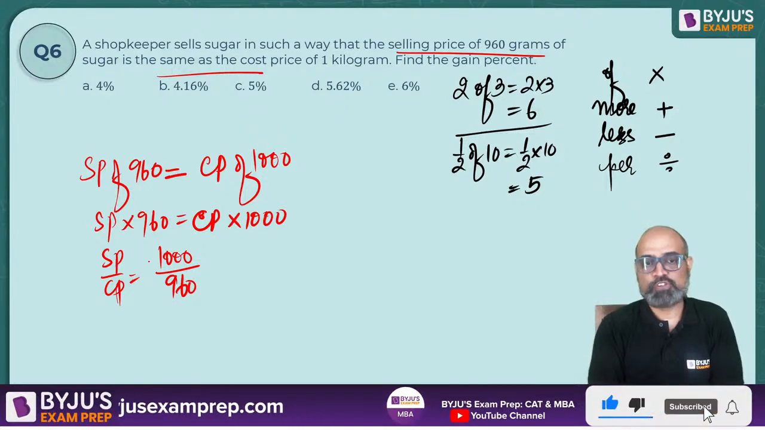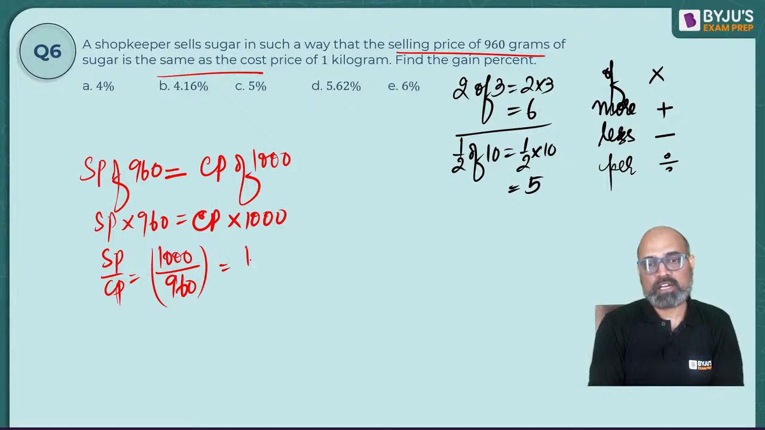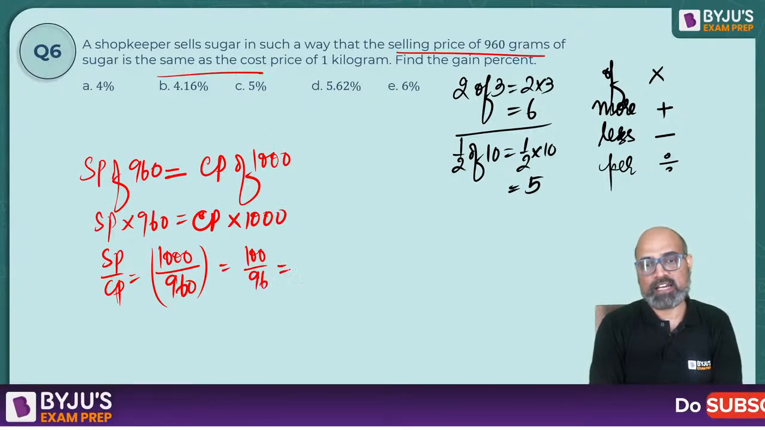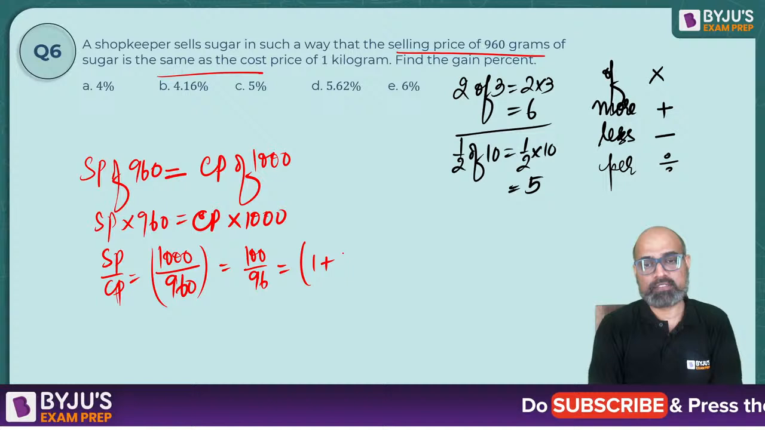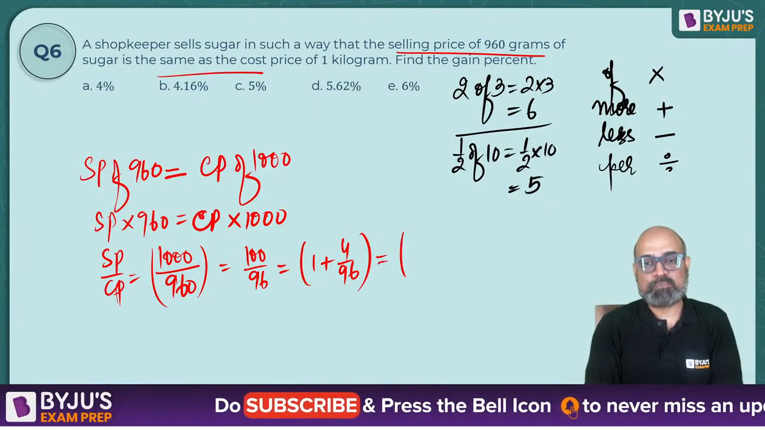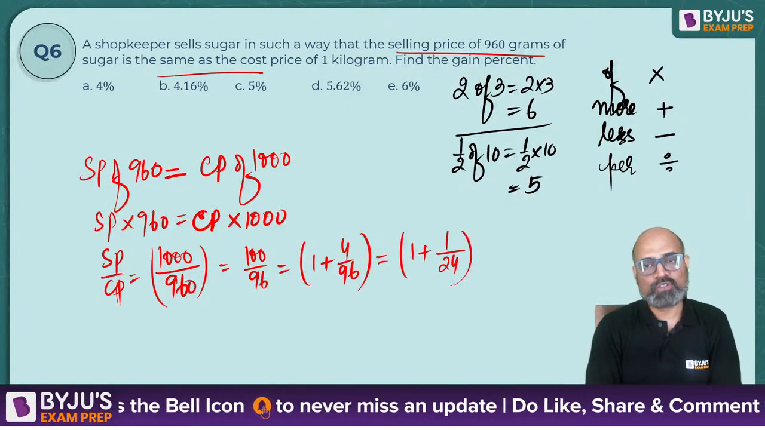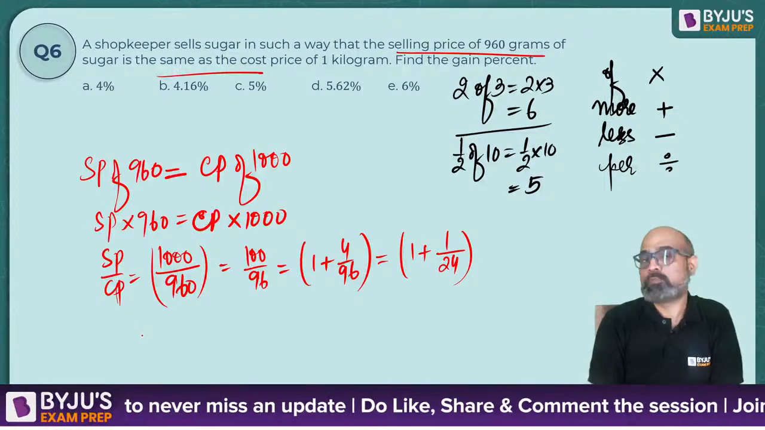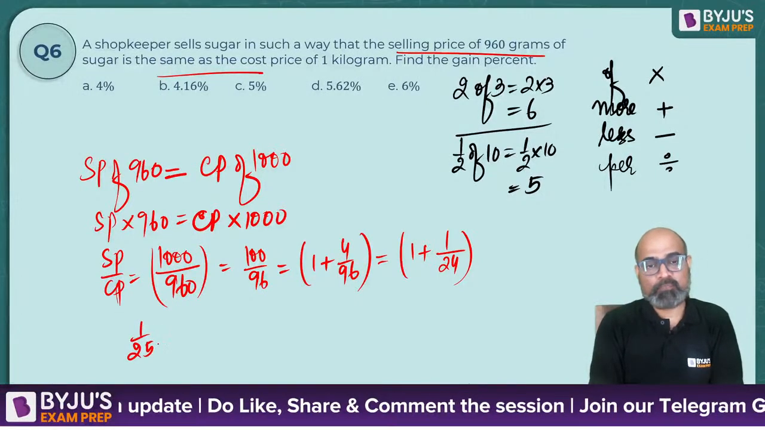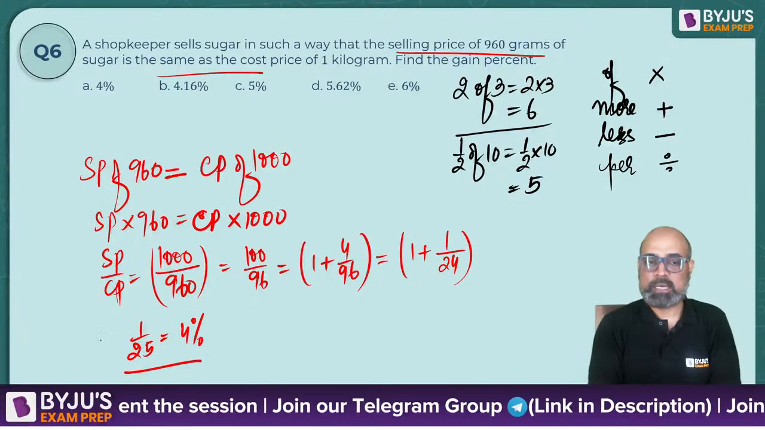Be very careful when you cross divide or cross multiply. So this becomes 100 upon 96. 100 upon 96 को क्या अपन लिख सकते हैं? 1 plus 4 by 96. And can we write 1 plus 4 by 96 as 1 plus 1 by 24? Now what is 1 by 24? मेरे को नहीं पता. 1 by 25 is 4%. ये पता है मेरे को.